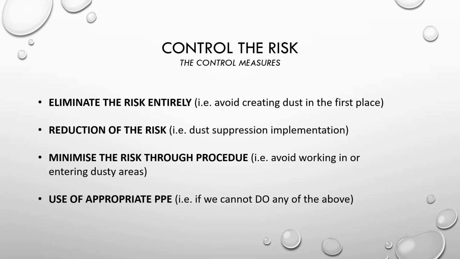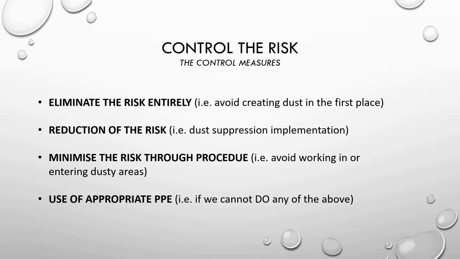Minimising the risk through procedure. This involves implementing systems so that work is carried out in such a way that it limits exposure to the hazard, i.e. avoid working in or near dusty areas or avoid unnecessary movement of machinery, which in turn would create dust. Use of appropriate personal protective equipment. If we cannot avoid a certain activity altogether, i.e. don't create dust in the first place, we cannot reduce the problem, i.e. through dust suppression, and we cannot be away from the problem, i.e. avoid working in or near dusty areas, then we will need to directly protect ourselves from the issue.